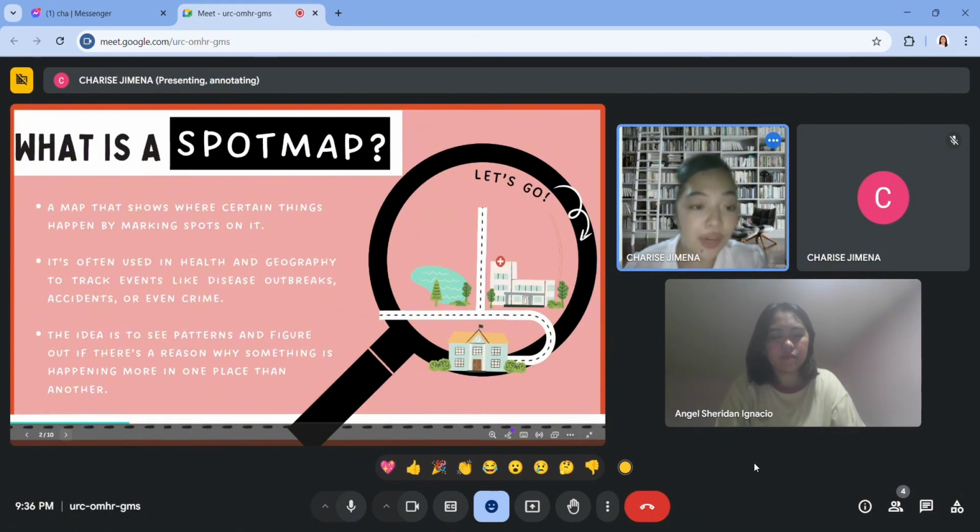than another. For example, if a school nurse wanted to know where most students are getting sick with the flu, they could put a dot on a school map for each student's classroom. If most of the dots are in one hallway, it might mean that's where the flu is spreading the most, and they can focus on cleaning that area or warning students to be extra careful there.